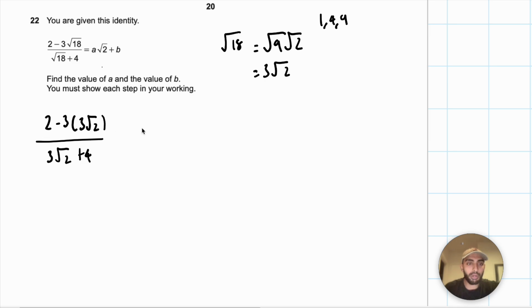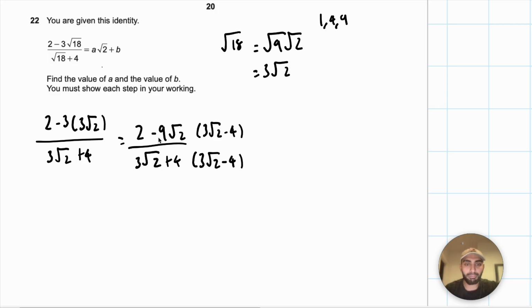Let's expand this top bracket out. So I've got 2, negative 3 times 3 is negative 9 root 2. That's over 3 root 2 plus 4. If we take a look at this, there's no fraction, so that means we need to remove this surd from the bottom and hopefully it will simplify. To do this, we rationalize the denominator, and that means I need to multiply by 3 root 2 take away 4 on the bottom and 3 root 2 take away 4 on the top as well.